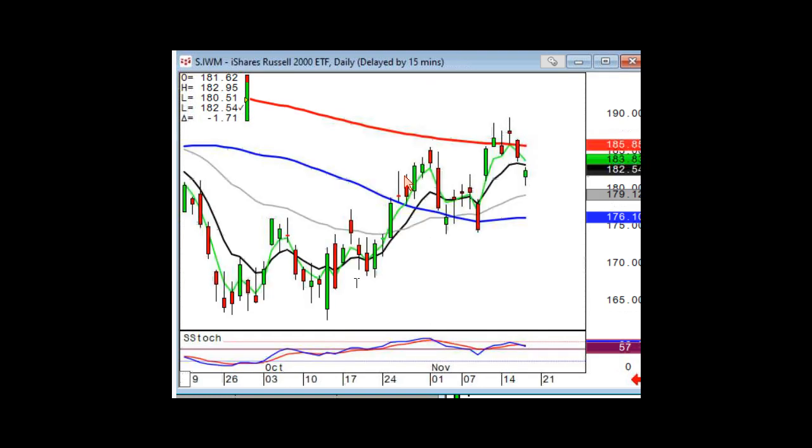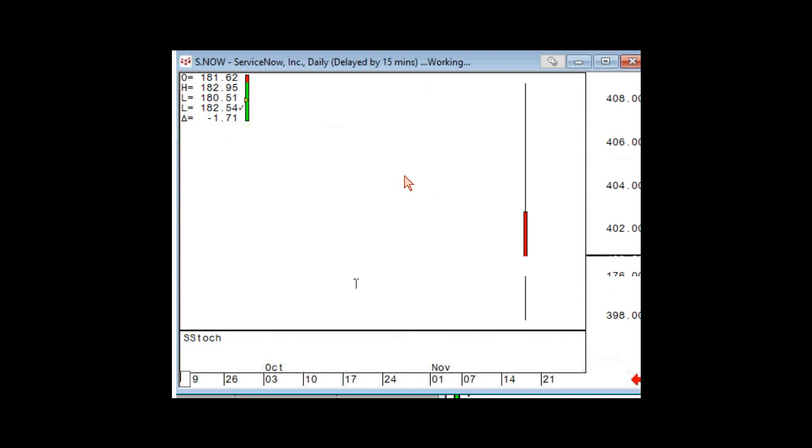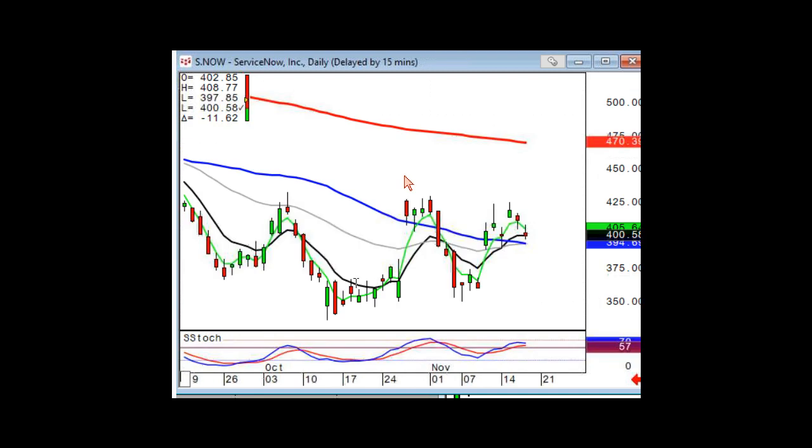The Russell, that sold off and didn't get back up above the T-line. So, I would suspect that one's heading lower. Now, that's kind of a nothing chart. You hit the resistance level, I'd be someplace else.